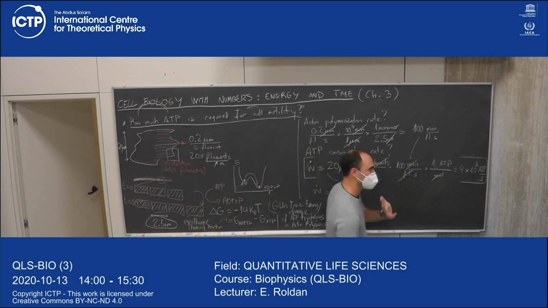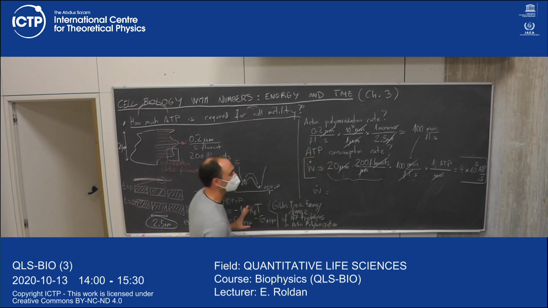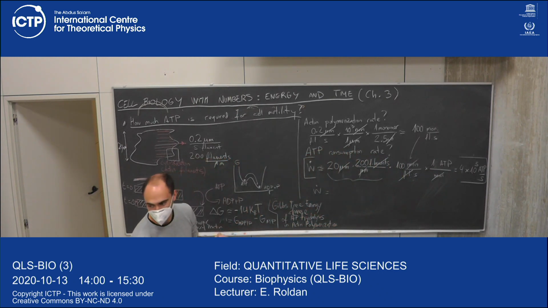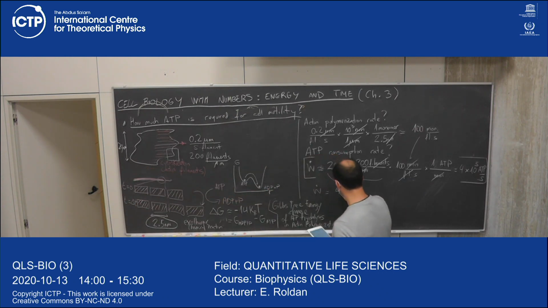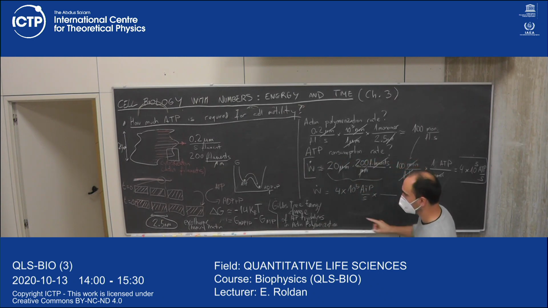So this is correct. And now I'd like to know how much this is in kBTs per second. To do this, it's very simple. So I have 4 times 10 to the 5 ATPs per second, and I have this: 1 ATP requires 14 kBT of energy.